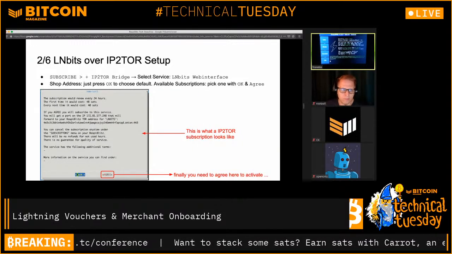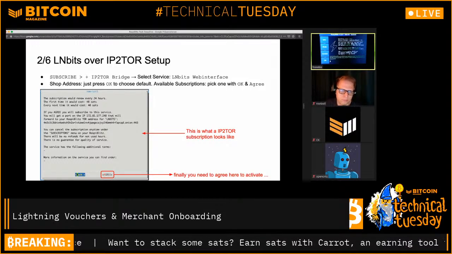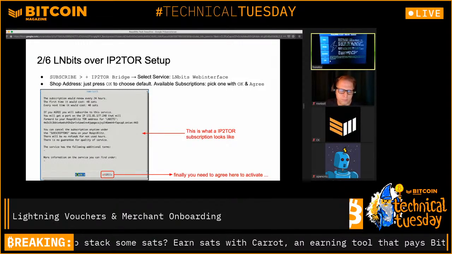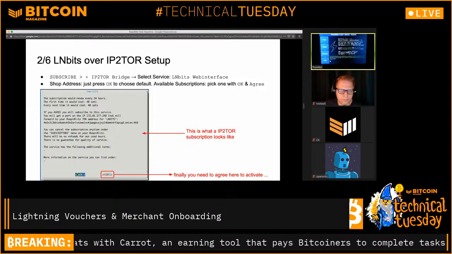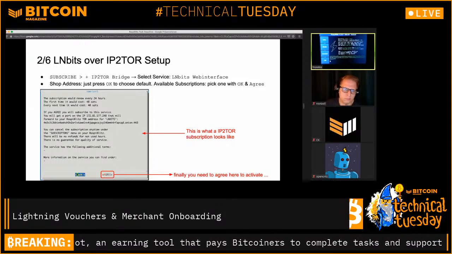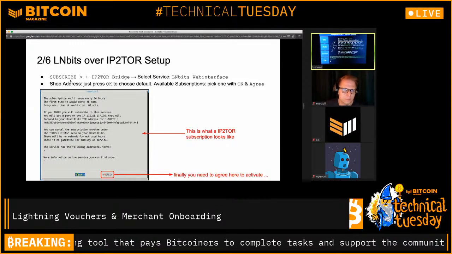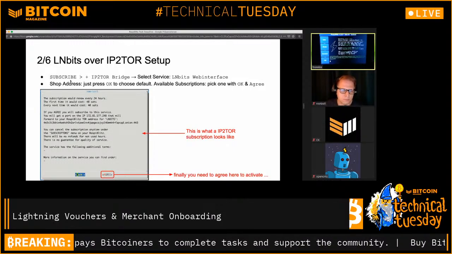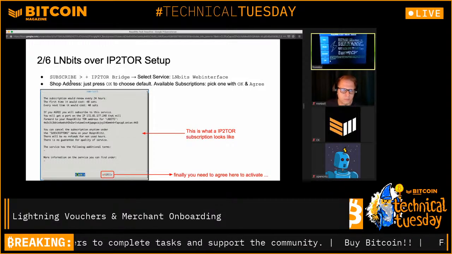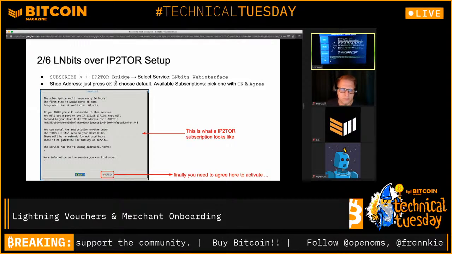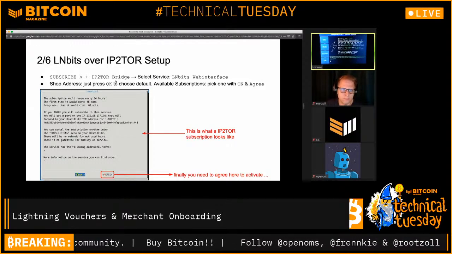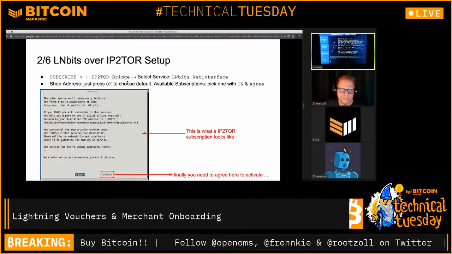Next step. So now we have the service running. How can we get access to the service also for people who don't really want to deal with Tor or can't deal with Tor? So the step here is that we have introduced a completely new menu item called subscribe on the Raspiblitz menu, where you can add or order a job for IP2Tor bridges.